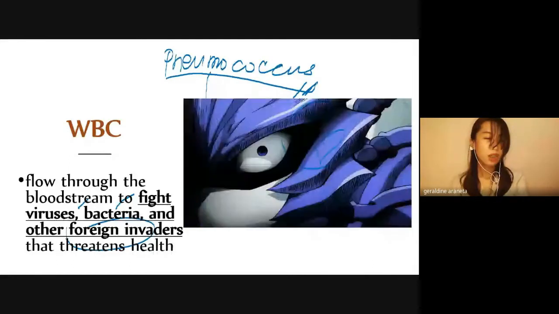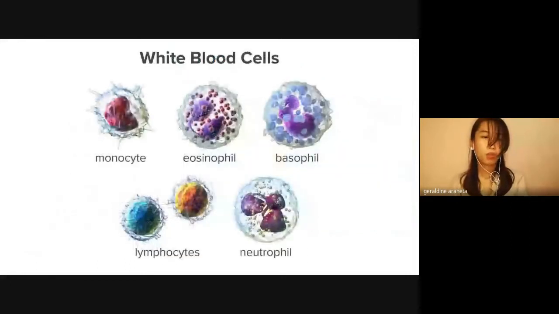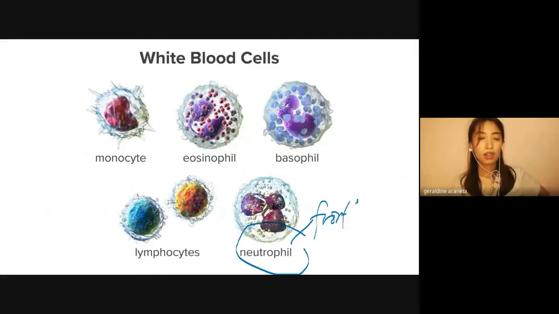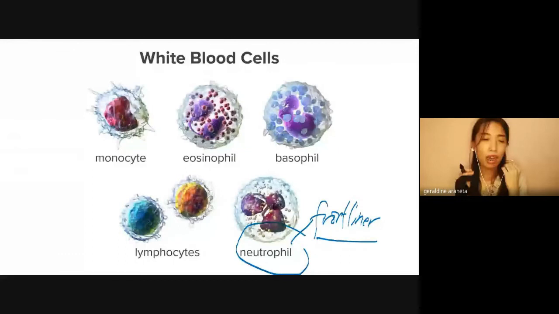So, there are different types of white blood cells. So, monocyte, eosinophil, basophil, lymphocytes, and neutrophil. So, itong si neutrophil, ito yung pinaka frontliner. So, when we say siya yung pinaka frontliner, siya yung talagang mabilis na nakakapunta agad doon sa area kung saan merong mga microorganism. So, siya agad yung kumakalaban doon.